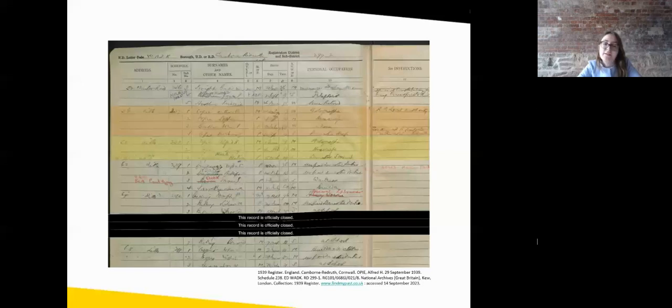In the register, Alfred and Lucy were still living on Clinton Road in Redruth, but they now have a live-in servant. They're highlighted in yellow on here. Living next door is Alfred's brother Arthur Edgar and his family, highlighted in orange. He was also a photographer and working for the family business.